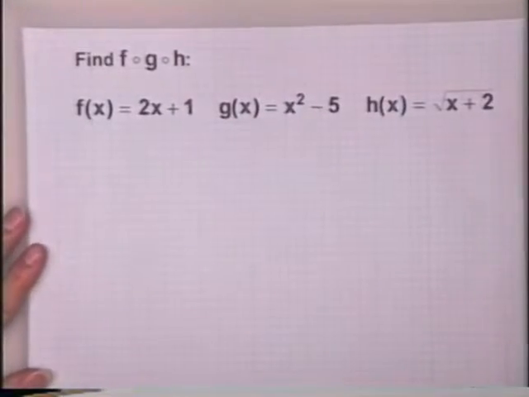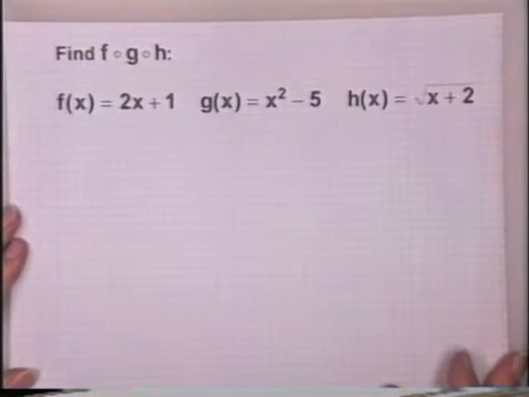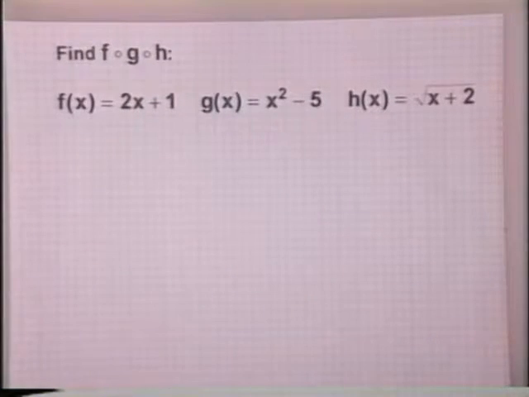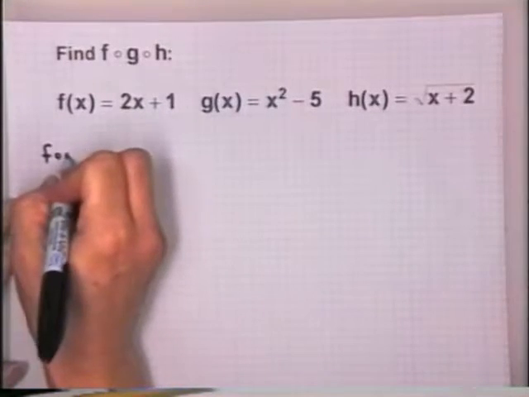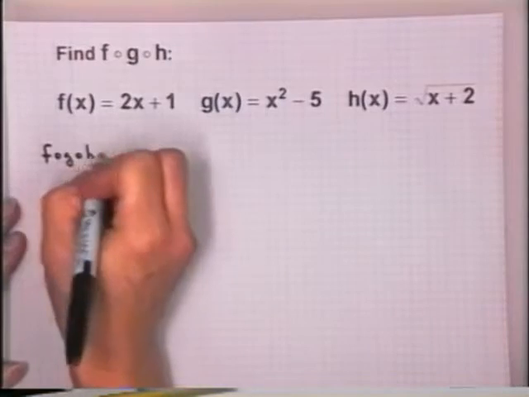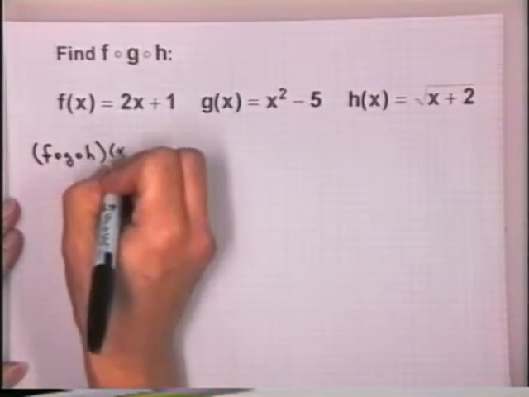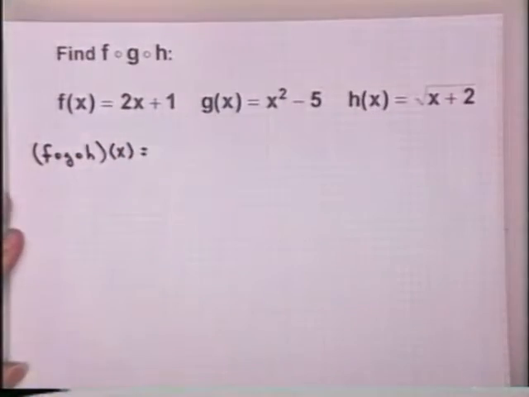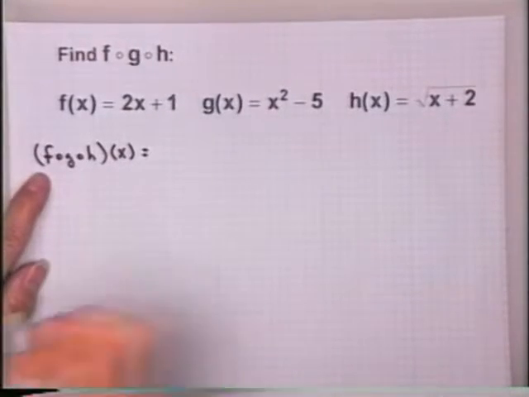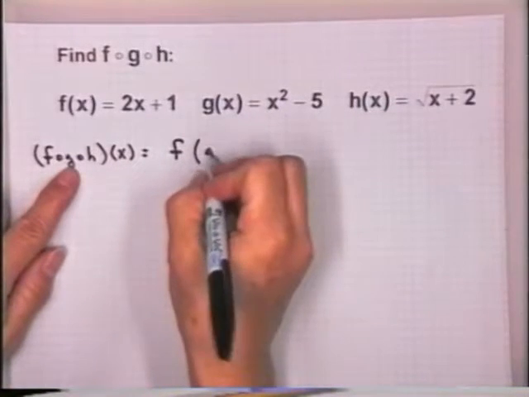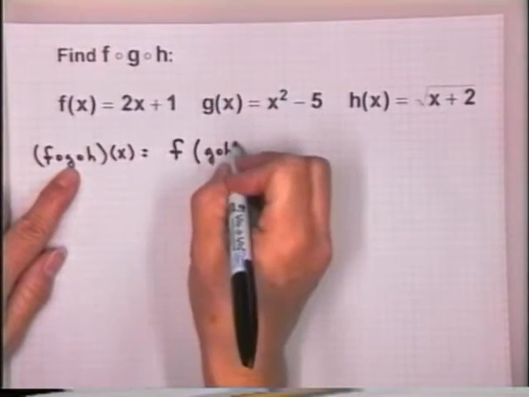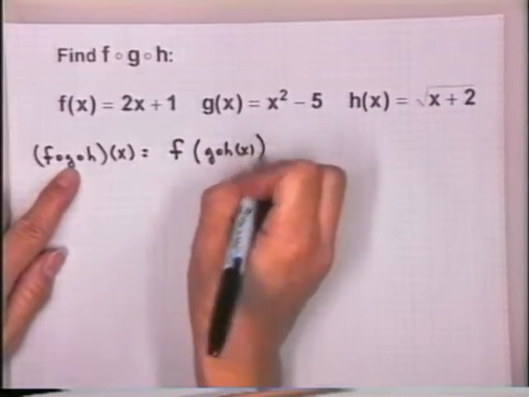Now on our last example, we have three functions. We're to do the composition f circle g circle h. Okay, let's think about what we did before, and I think we can follow this through. f circle g circle h of x. Okay? Now, what's on the outside? f is on the outside. What's on the inside? g circle h of x. Okay?